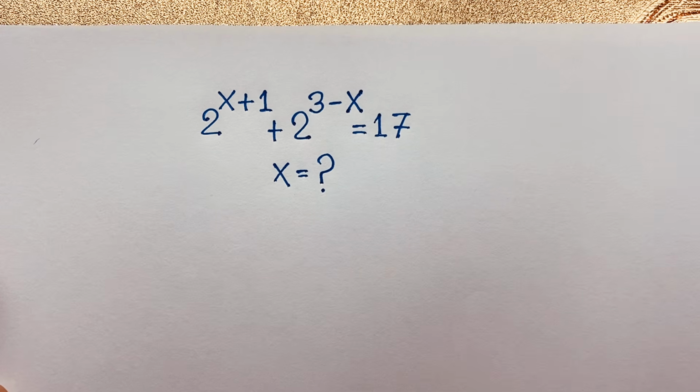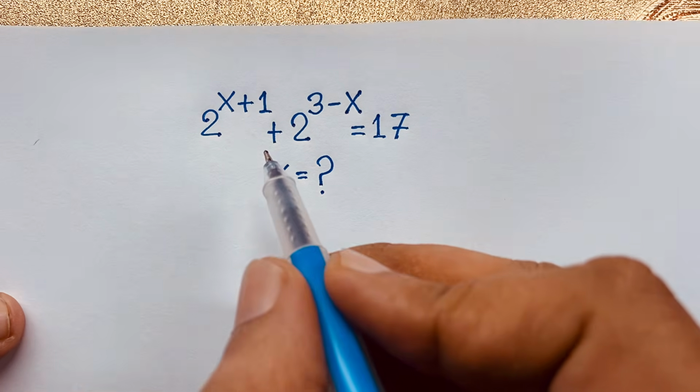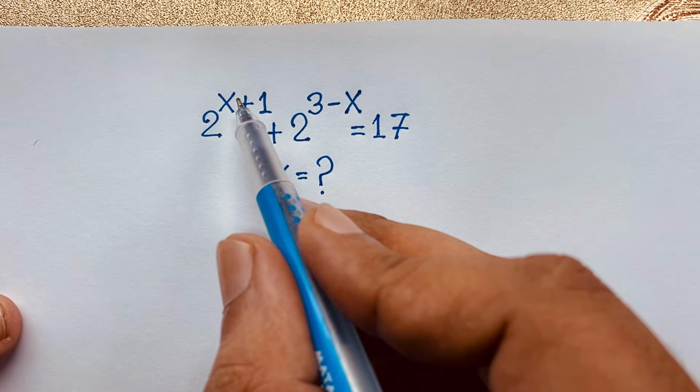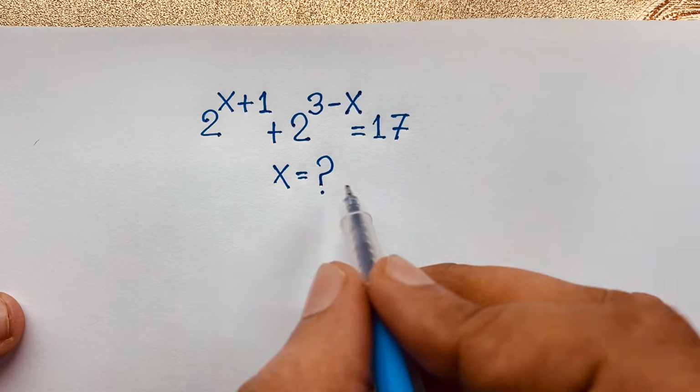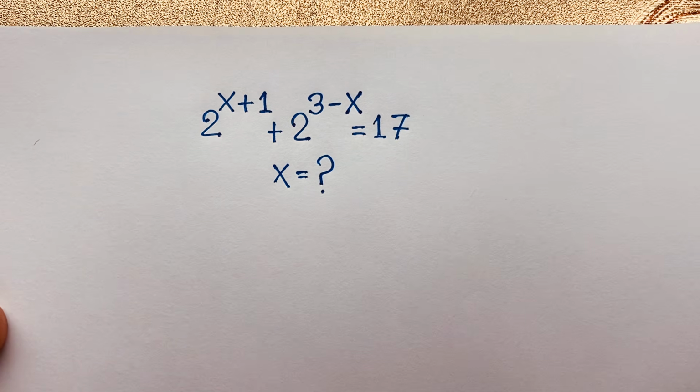Today we are going to solve an interesting German maths Olympiad question, which is 2 to the power x plus 1 plus 2 to the power 3 minus x is equal to 17. x is equal to what? How to solve this interesting exponential maths problem.